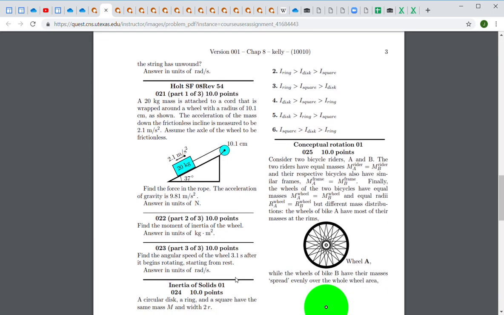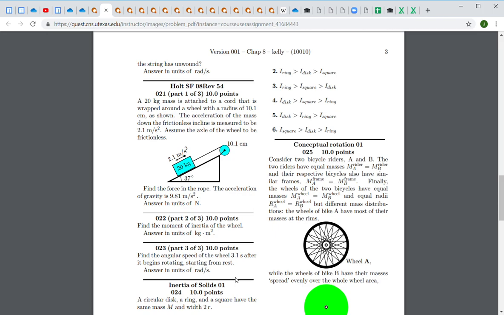Problem 21. A 20 kilogram mass is attached to the cord, wrapped around a wheel with radius 10.1 centimeters. The acceleration of the mass down the inclined plane, which is frictionless, is 2.1 meters per second squared. And there's no friction in the wheel. Find the force in the rope. Most people would call that a tension in the rope.